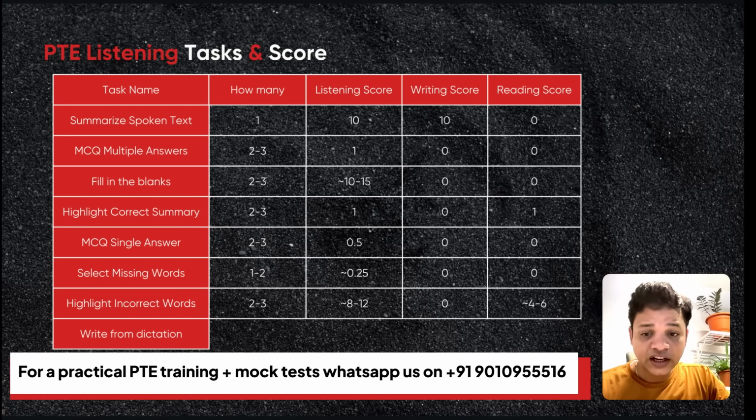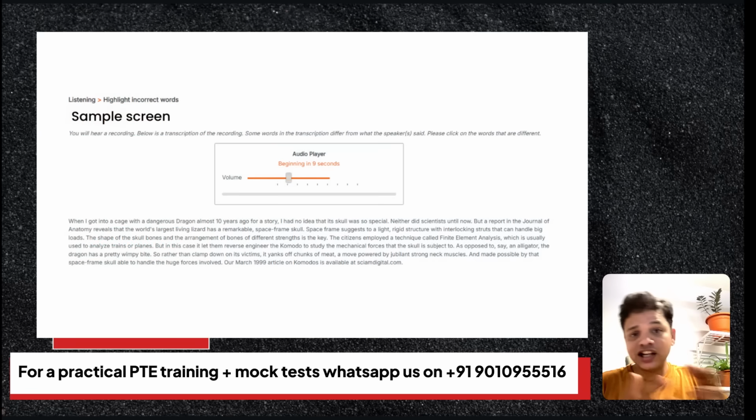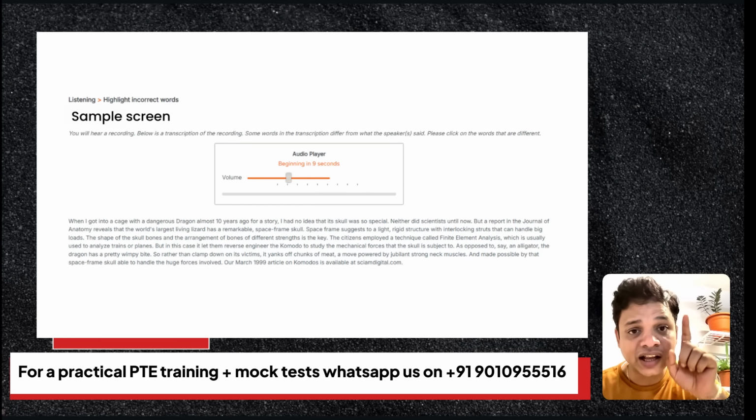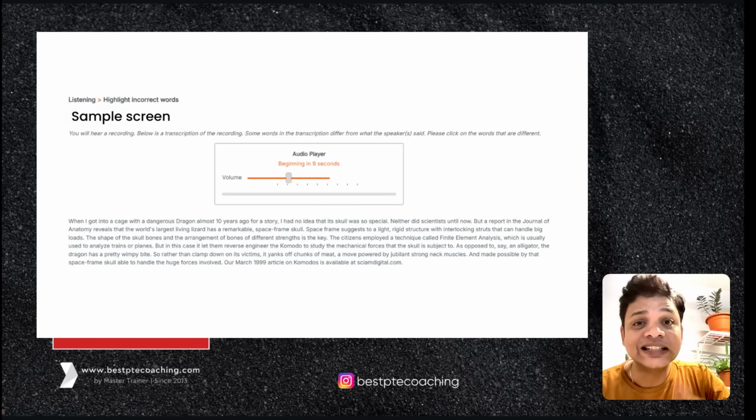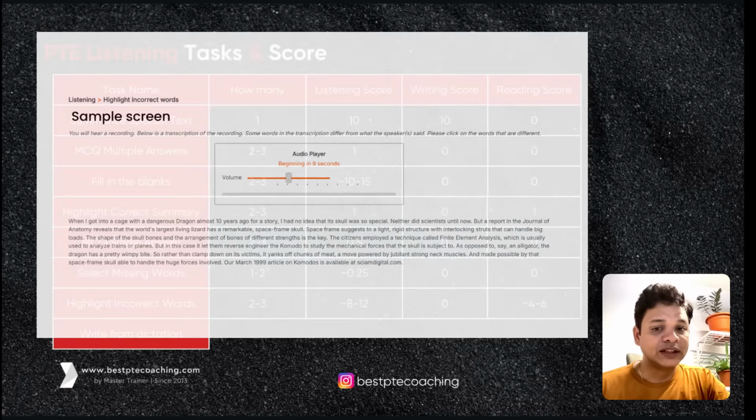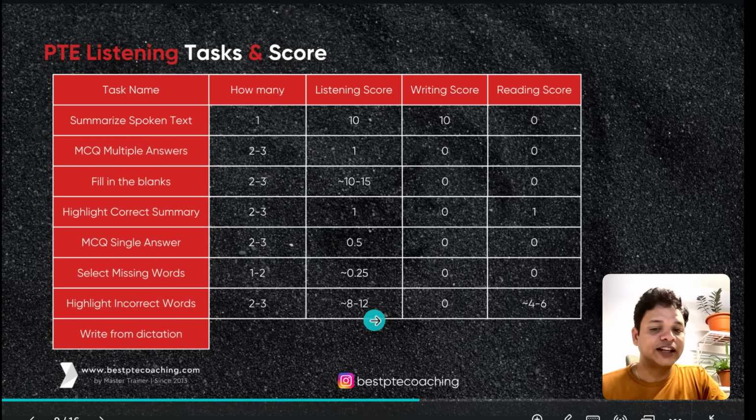Highlight incorrect words. There will be 2 to 3 questions from this. It's all about reading a paragraph and clicking the incorrect words, clicking the wrong words by listening to the audio: following the audio, reading the paragraph, and clicking the wrong words. Simple, super duper simple task. Right? 2 to 3 questions, 8 to 12 marks in listening, and 4 to 6 marks in reading.